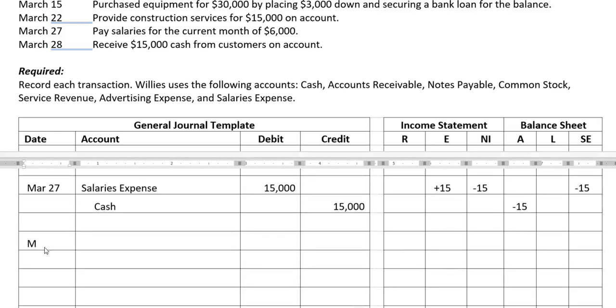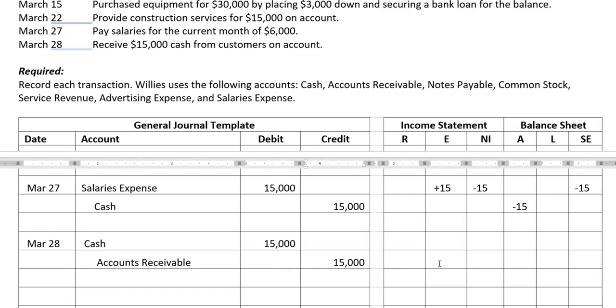All right, and the last transaction, March 28th. March 28th, we received $15,000 cash from the customers on account. Now remember, what that means, we're not providing more services. Remember back on the 22nd, we provided services to our customer and we billed them for $15,000. Here, those customers are simply paying off that account. So we're receiving cash, so cash is going up by 15. And since we're receiving it on account, that means the customers no longer owe us, so we need to reduce our accounts receivable by that same $15,000.